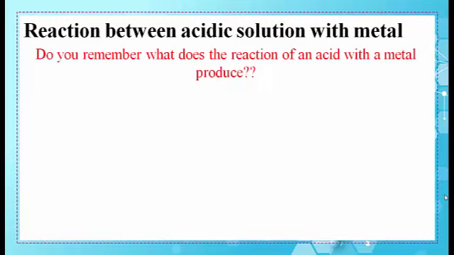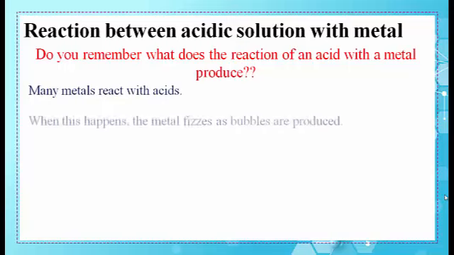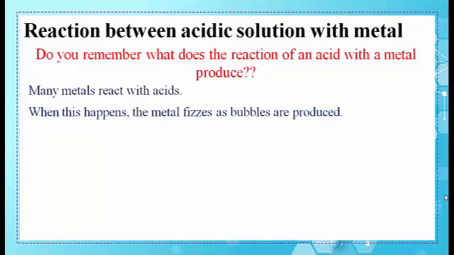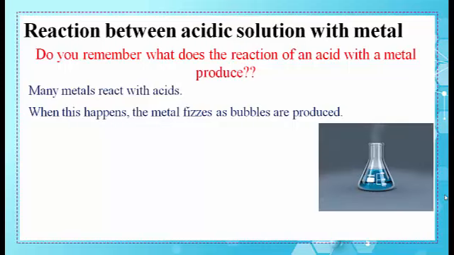Reaction between acidic solution and metal. Do you remember what the reaction of an acid with a metal produces? Many metals can react with acids. When this happens, the metal fizzes as bubbles are produced.